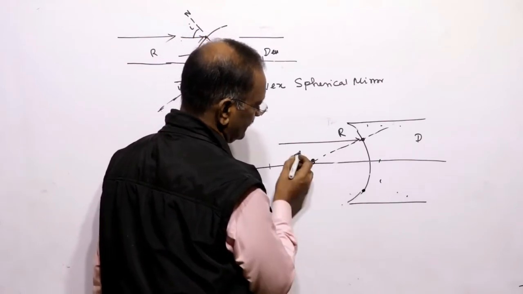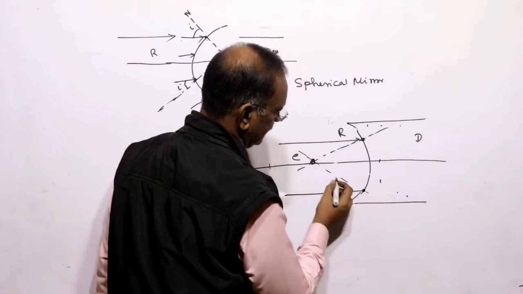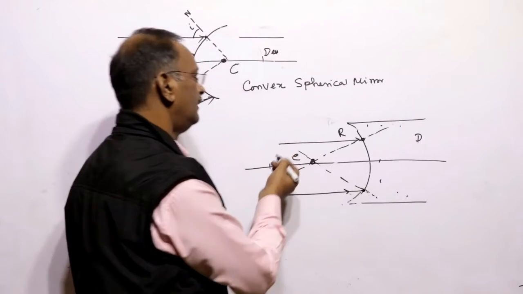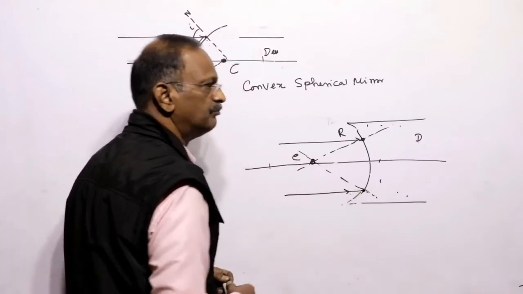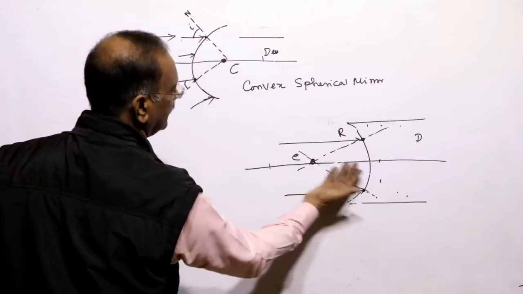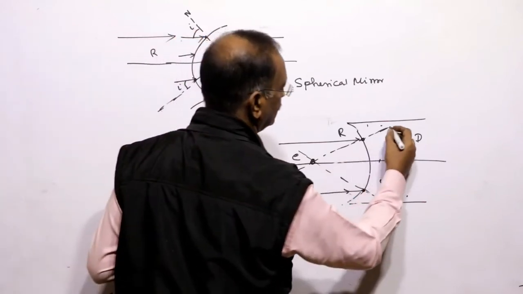If the ray is incident like this, this is the normal. So drawing the normal is simple. At the point of incidence, draw a straight line up to the center of curvature. That will be the normal at that point of incidence. But you have to see where the center of curvature is, behind or in front. That we have to see. So this will be the normal.